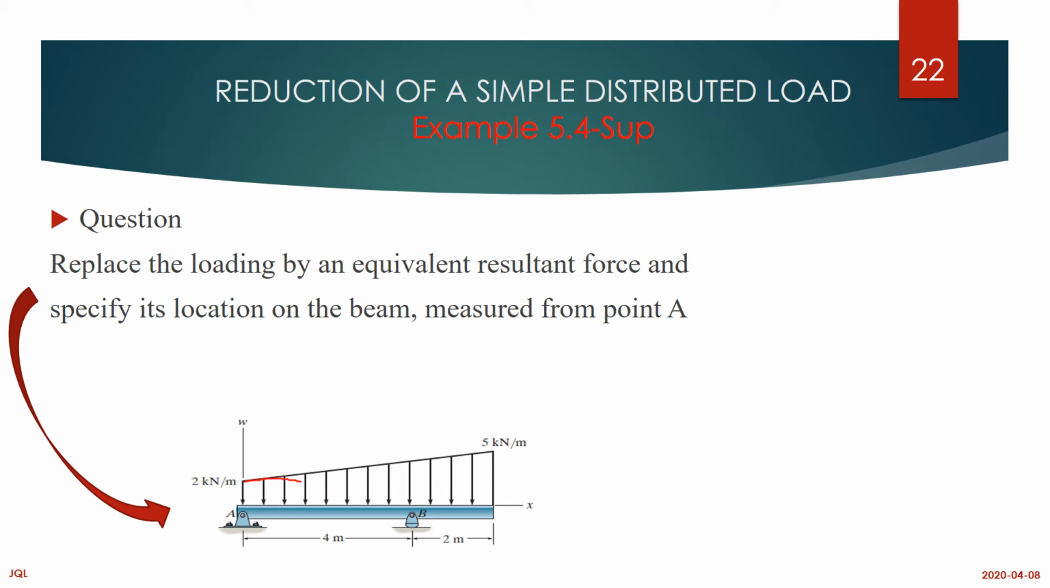a line by making this is a triangle, 2 kilonewton per meter, and the remaining one is 3 kilonewton per meter.